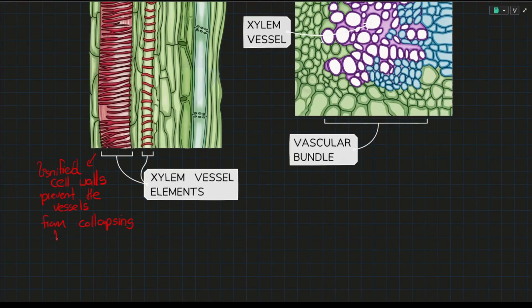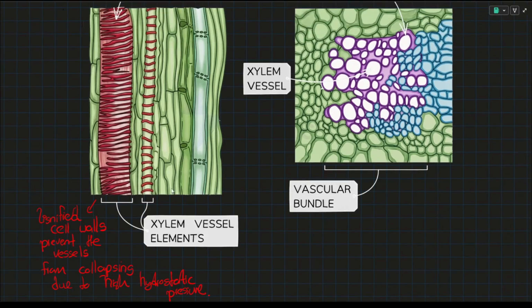Okay, when constantly water is traveling through all these tubes, these are generally tubes, you have a high hydrostatic pressure. You have a very high hydrostatic pressure. Lignin is going to help you prevent any form of collapsing of these vessels due to this high hydrostatic pressure.